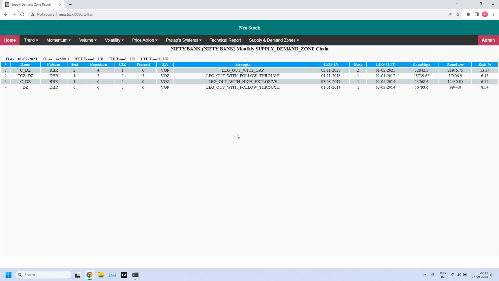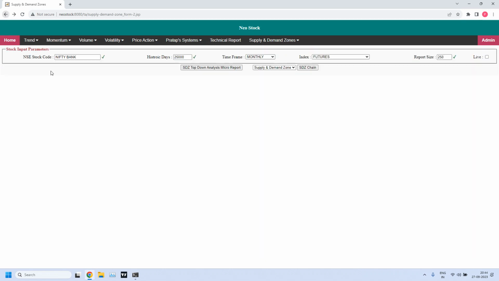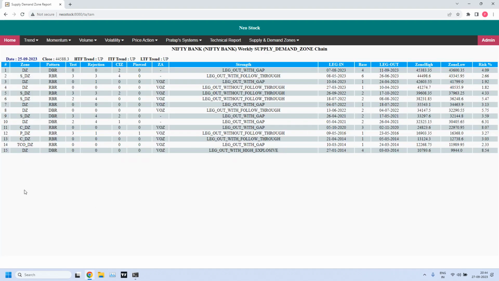Okay, now I am going back and changing the time frame to weekly and generating the weekly chain for Bank Nifty. Weekly is also an all-time high zone. Look for high liquidity zones.